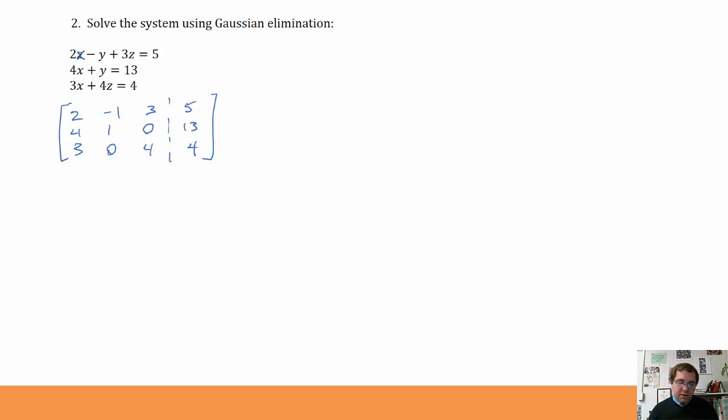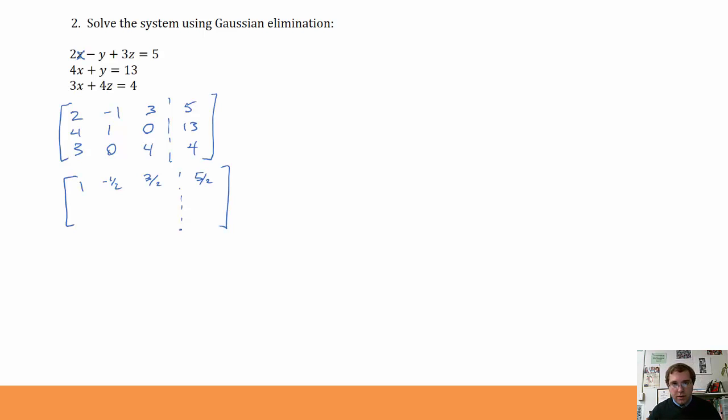First objective, get a 1 in the top left corner. I don't have a 1 there. I've got a 2. So I divide that by 2. That gives me 1, negative 1/2, 3 over 2, and 5 over 2. Now I've got a 1. Next objective, 0 underneath the 1.